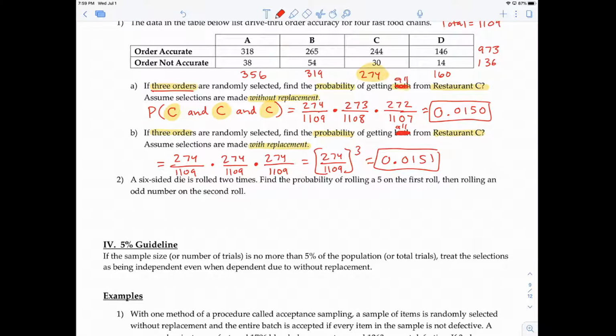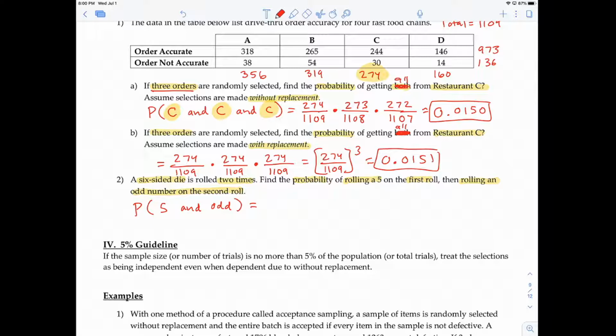Number 2 is a little bit different, and I want you guys to pay attention to this one. So let's go ahead and read it. We have a 6-sided die rolled 2 times. Find the probability of rolling a 5 on the first roll, then rolling an odd number on the second roll. Okay, so we know we're looking at the probability that the first roll is a 5, and then the second roll is an odd number. Because this is multiple trials, meaning more than one trial, we have 2 trials here. And we know this is going to be a multiplication rule problem.